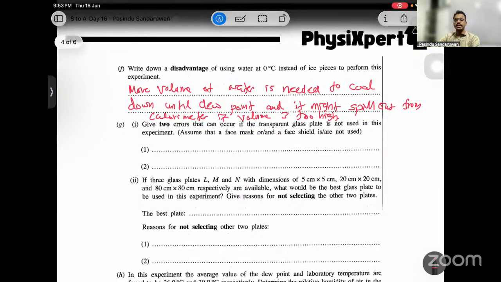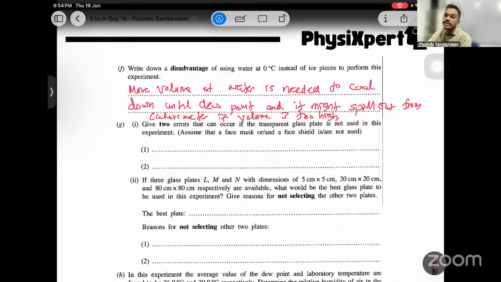So I wrote a complete answer. Even if you have written that more volume of water is needed, or water will spill out, or the calorimeter will be entirely filled before the system reaches dew point, that's also acceptable. Next, G. Give two errors that can occur if the transparent glass plate is not used in the experiment. Assume that a mask and a face shield are not used.